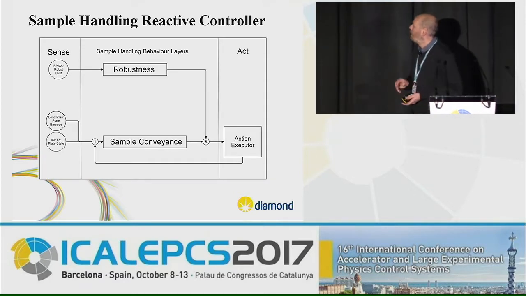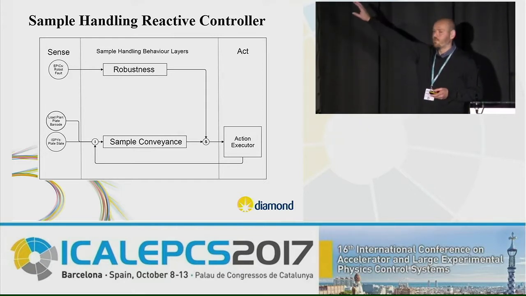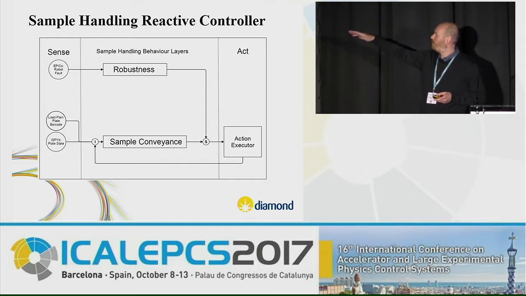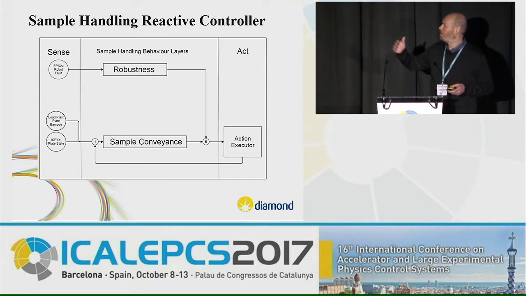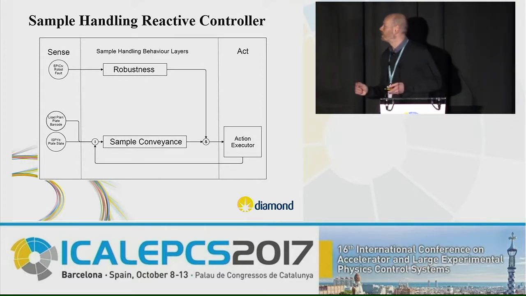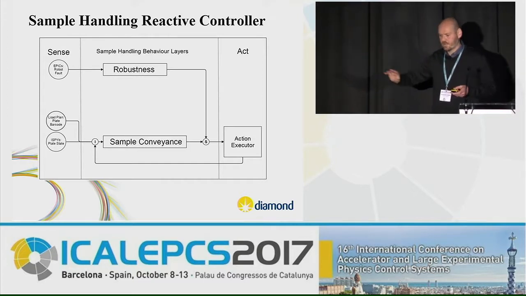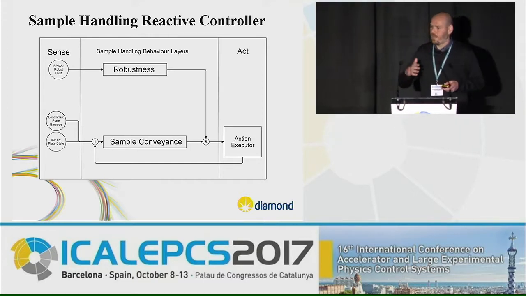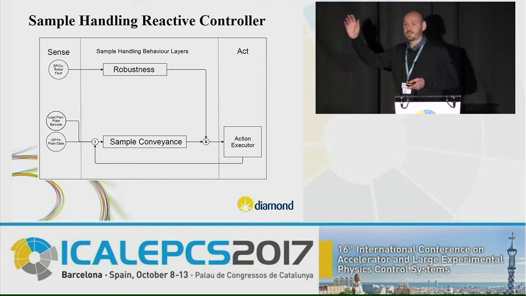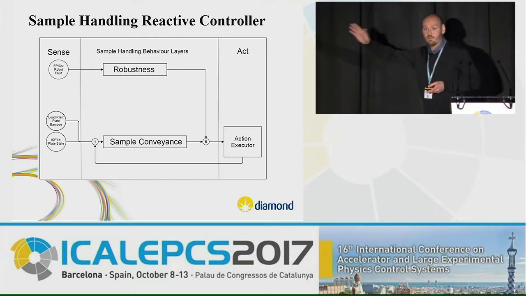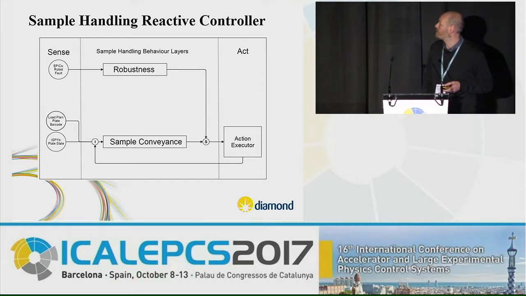There's a hierarchy of behaviors. The top level behavior is a higher level behavior and then there is the lower level behavior. Again, we want to make sure we move our plates safely from one point to another. So robustness: if we detect any problems or issues as we're doing the move, we're able to handle that and deal safely with that particular issue. The sample conveyance is to do with moving the actual samples, all the plates, from one point to another.